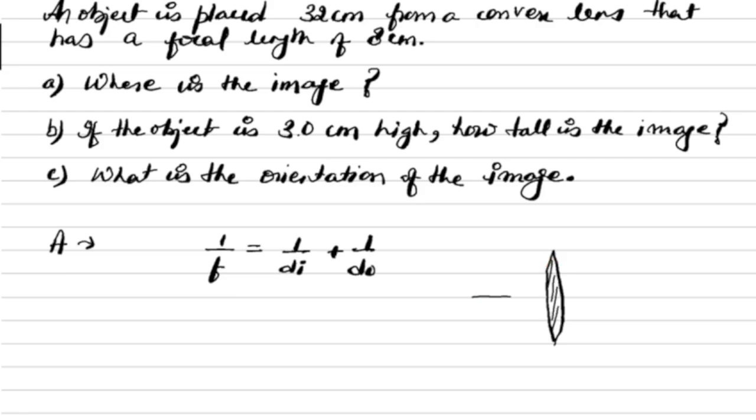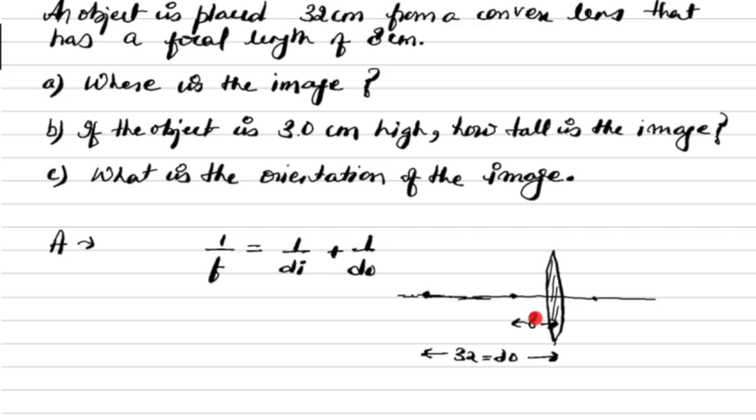Now here is the principal axis. I'm roughly drawing this diagram. So let's say this is the focus. It is symmetrical, so both ways it will be like this. What is the focal length? 8 centimeters. So it is 8 centimeter from the optical center, we have to take the distance. And then at 32 centimeter, so 4 times very far away we are keeping the object. So this is my DO.